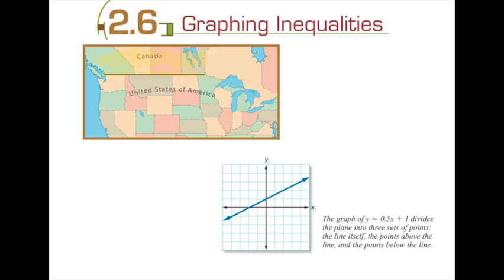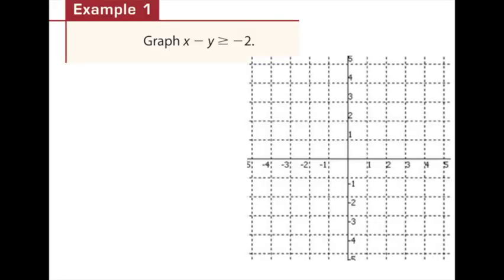You're going to first figure out what the boundary is. Does it include the boundary? And then which half of the boundary you're including. It kind of splits that plane in half. So let's do the first one here. It says graph x minus y is greater than or equal to -2.